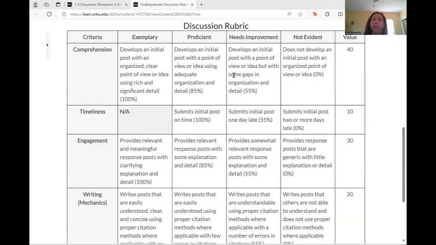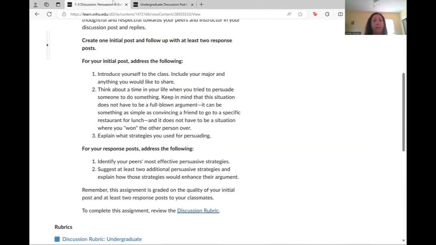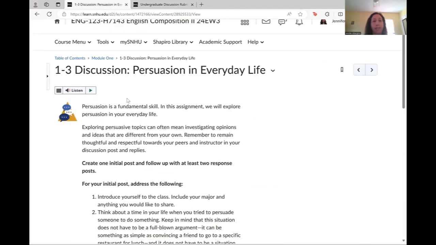Now that we have gone over the scale with which each element is evaluated, we can talk about the elements themselves. I have already mentioned the first criterion, comprehension, which refers to how well your initial post answers the questions in the prompt. So for discussion boards 1 to 3, that's these.